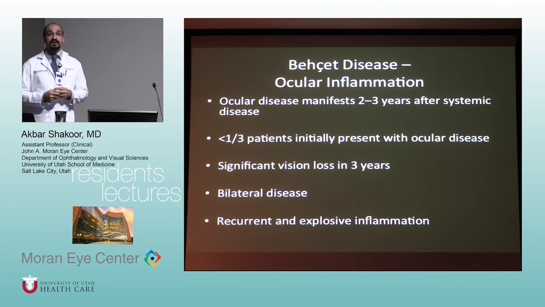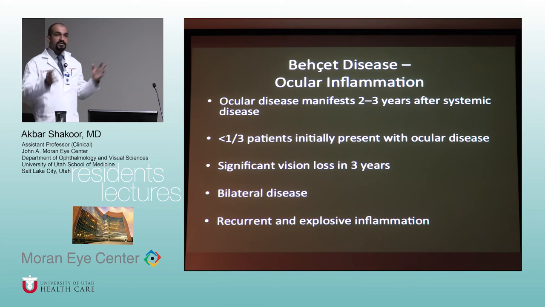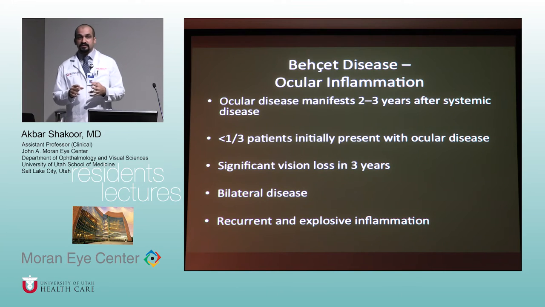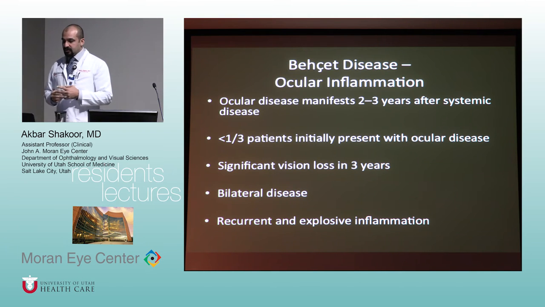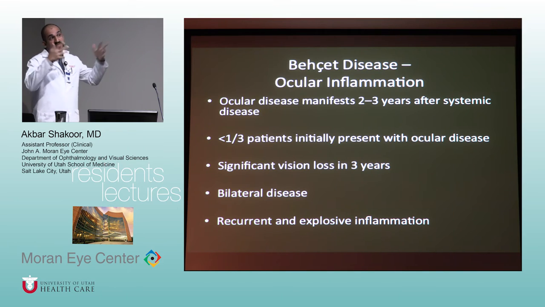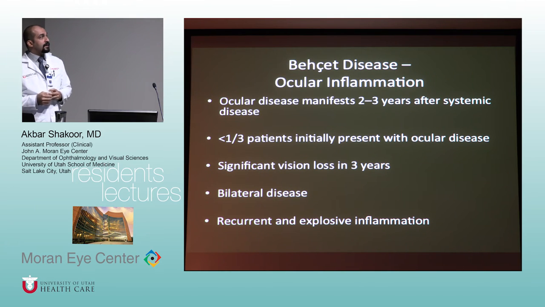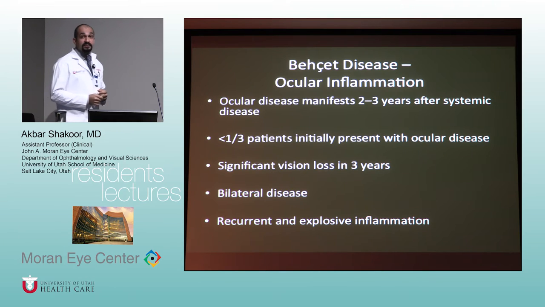It's a bilateral disease. And the interesting thing about this disease is that it's a recurrent, explosive inflammation. So patients will go years or months without any occlusive vasculitis and then suddenly have a flare. So a lot of people are drawn into a false sense of security because this patient has not had any flares in a year off immunosuppressive therapy. But when you look at it, they have these huge sudden flares, sometimes brought on by pregnancy, by stress, by psychic or physical stress.